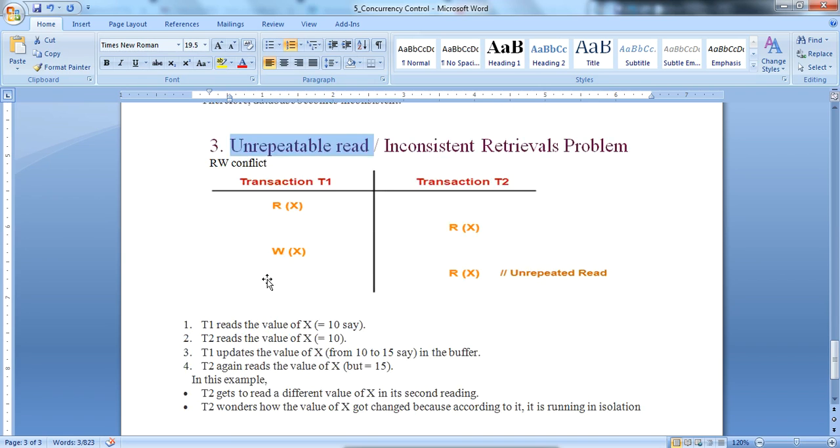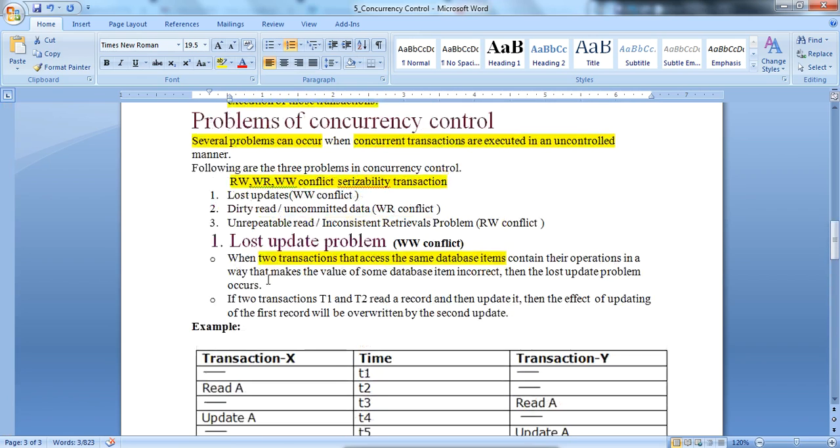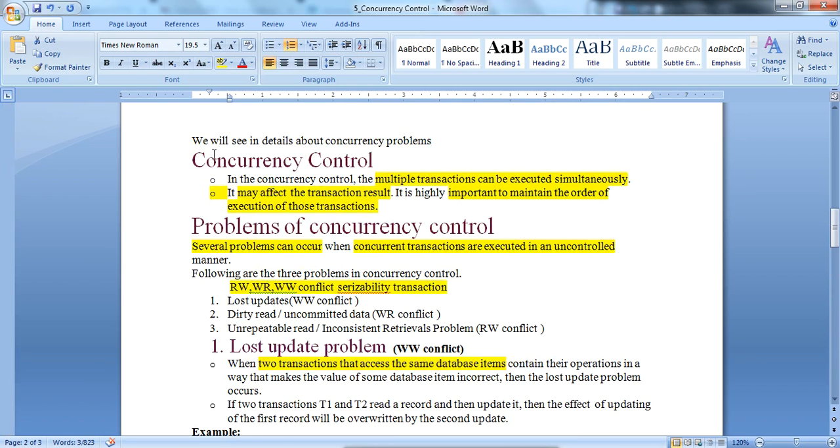This is simply the third problem under the concurrency schedule. This type of problem we need to control, and that's why we need a concurrency control system. In a later session we will learn how to control this type of problem.